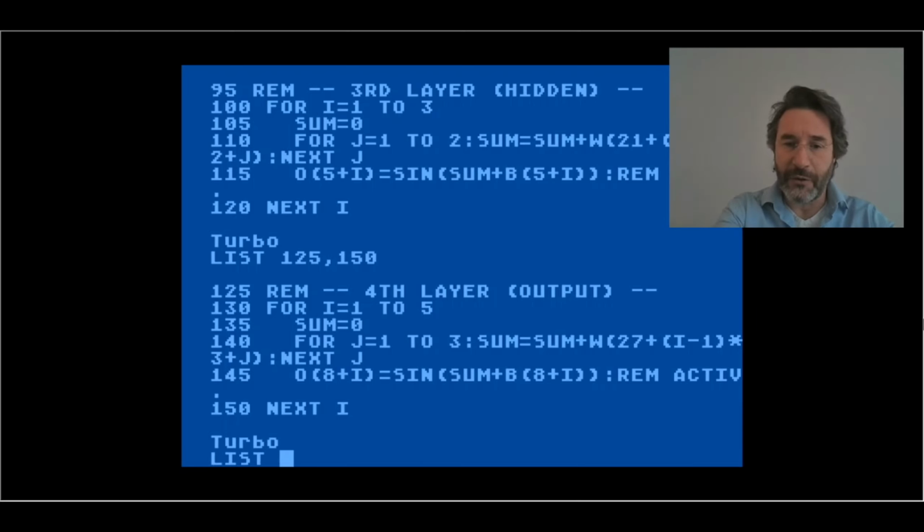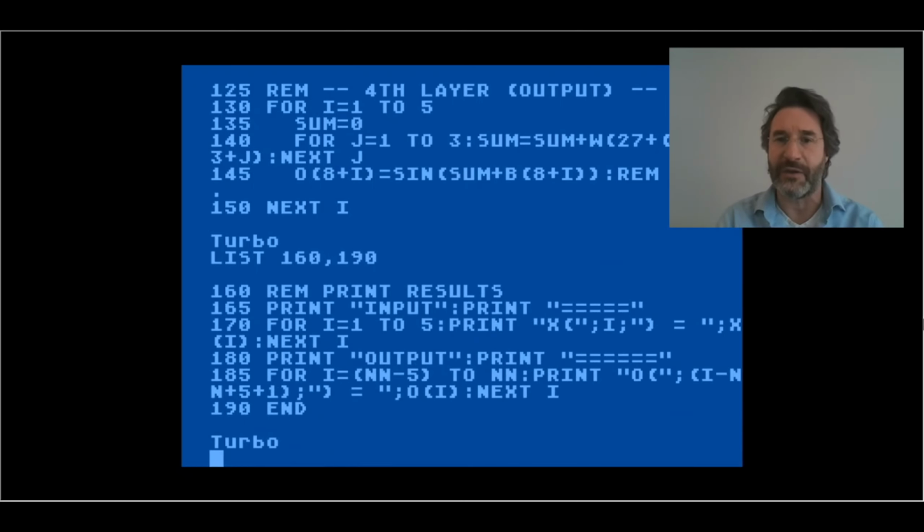So the final part of the code ranges from line 160 to line 190. This is a very simple part to understand. We practically print the results. The first part shows the input, and the last part of this code is going to show the output that one gets from the neural network.